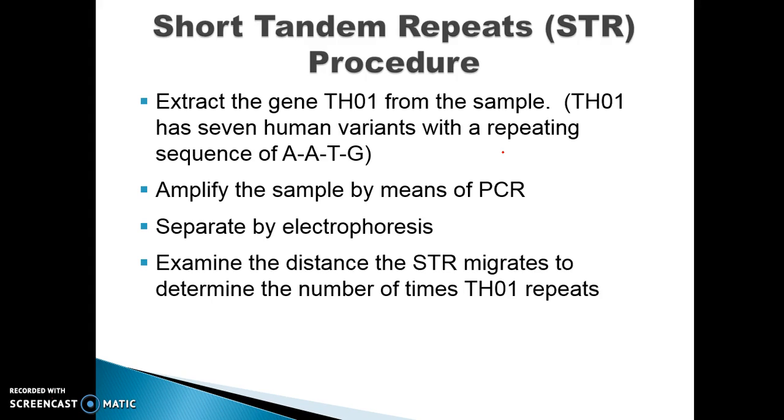Okay? And this is just how you would do it. You would take the sample. For this one, TH01 has a repeating sequence of AATG. Then we make more copies of it by PCR. We need to run it on a gel electrophoresis to separate out the bands, and then we can figure out how those short tandem repeats migrate through the band and see the actual distance it moves.